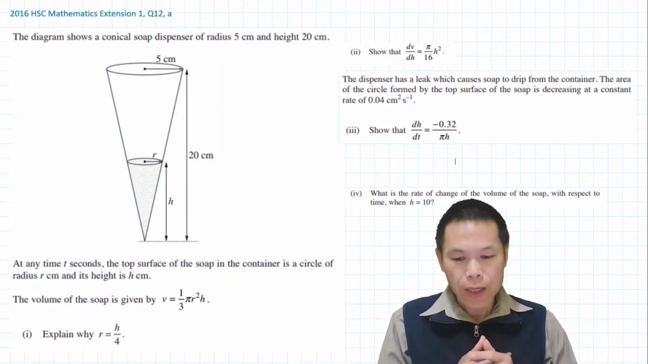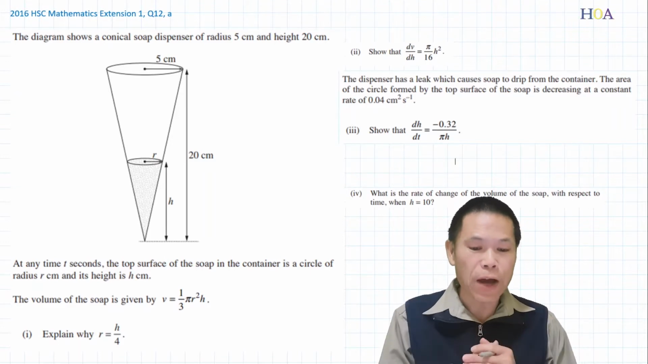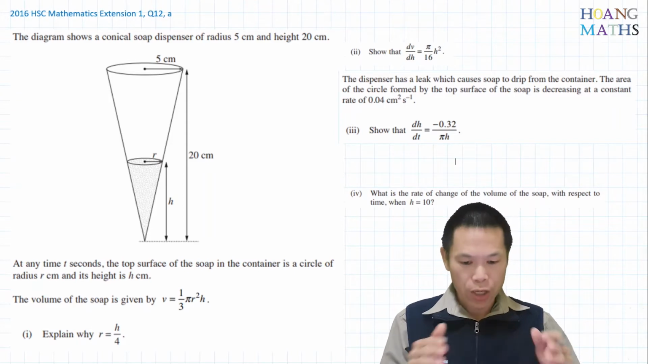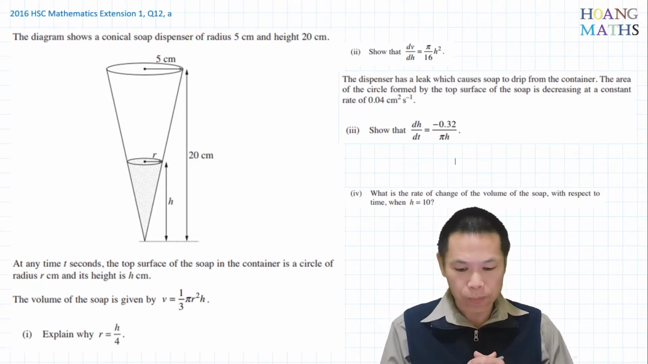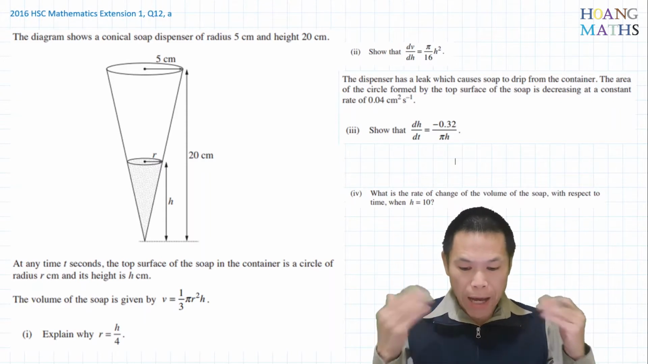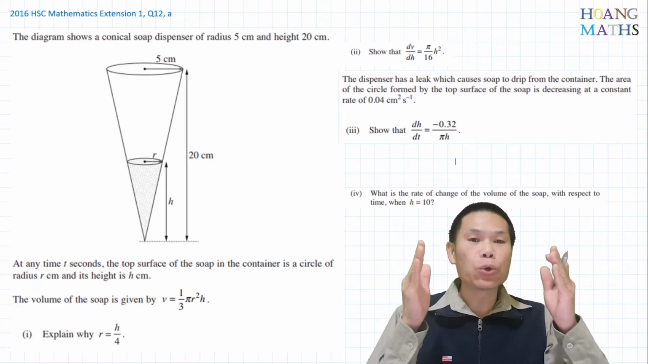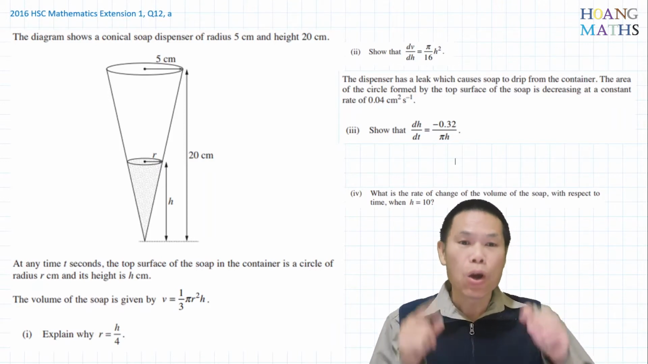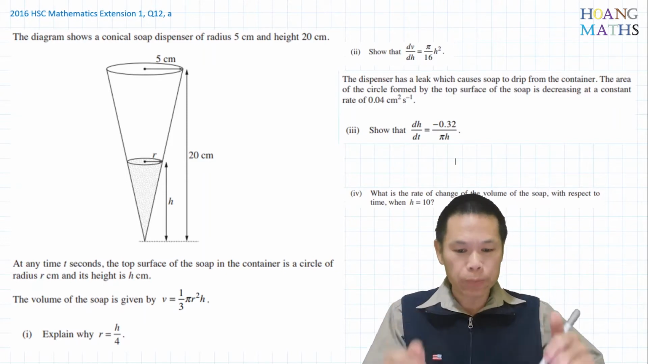First one. The diagram shows a conical soap dispenser of radius 5 centimeters and height 20 centimeters. So you can see the diagram has all the information you need. Part 1: explain why r is equal to h over 4. To do this part of the question, we're looking at similar triangles.